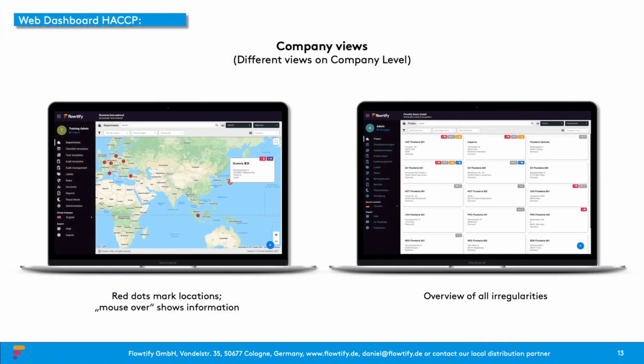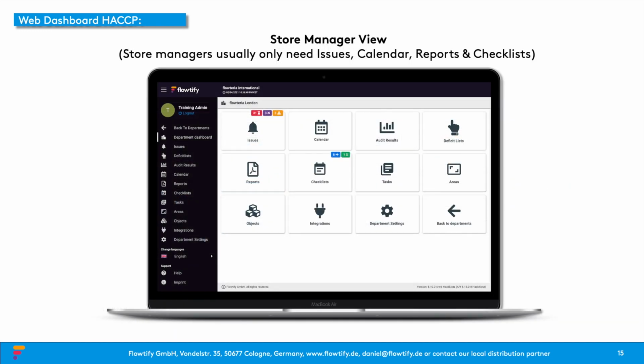Now that you have seen how easy the Flowtify HACCP app works, let me give you some impressions of the web dashboard. On the left side, you see a map overview of your different locations, and by mouse over, you get additional information. The view on the right-hand side gives you a perfect view of the current state of your documentation in all of your stores. This is a view for a typical store manager.